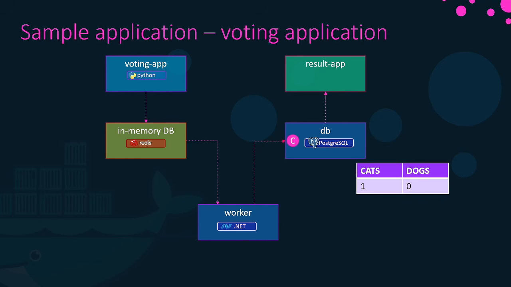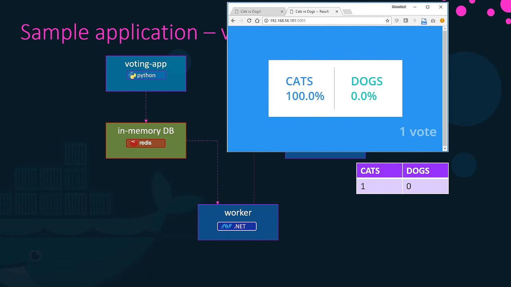Finally, the result of the vote is displayed in a web interface, which is another web application developed in Node.js. This resulting application reads the count of votes from the PostgreSQL database and displays it to the user. So that is the architecture and data flow of this simple voting application stack.